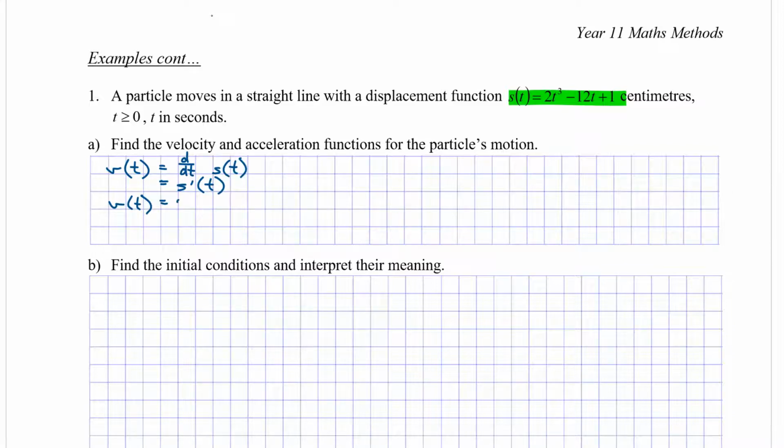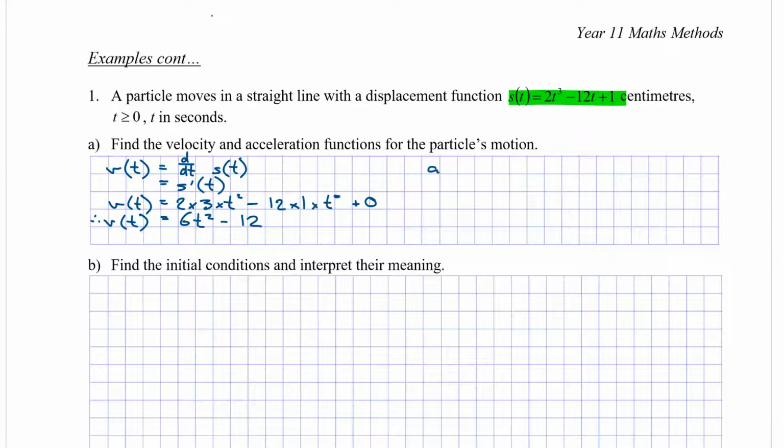So we'll go 2 times 3 times t to the power of 2, minus 12 times 1 times t to the 0, plus 0 because the constant is gone. So that becomes 6t squared minus 12 t to the 0, which just becomes 12. So therefore our function describing the velocity is defined as 6t squared minus 12.